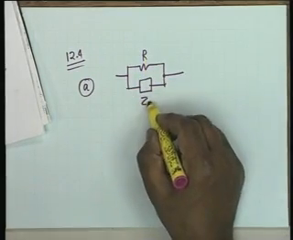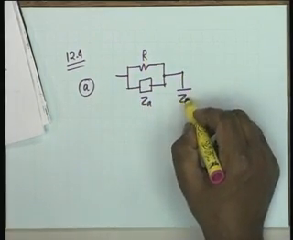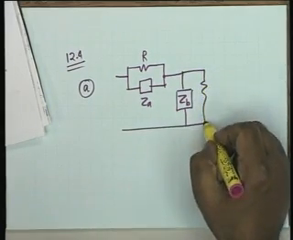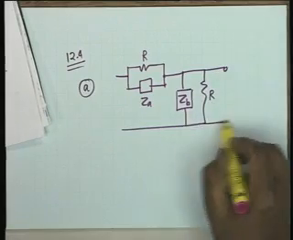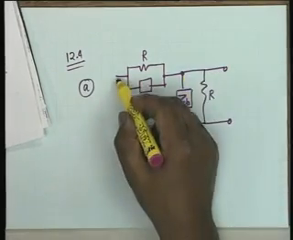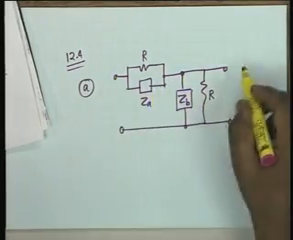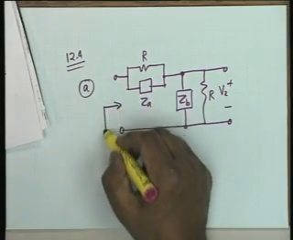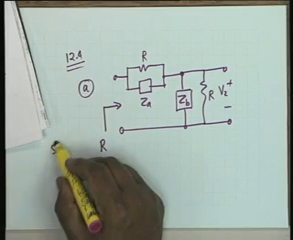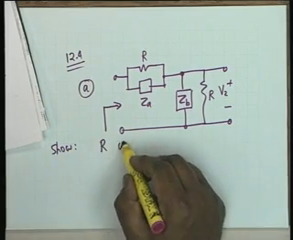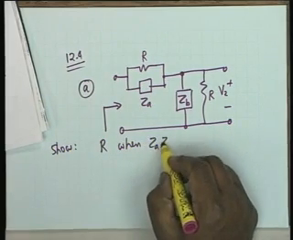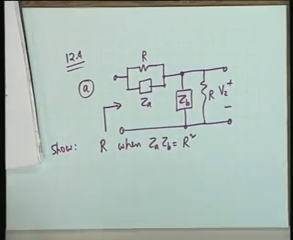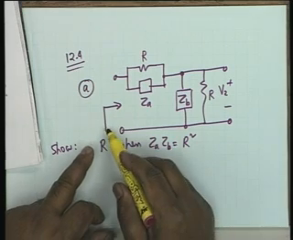R, ZA and ZB, R. You have to show, and this voltage is V2, you have to show that this impedance is equal to R when ZA ZB equals R squared. Now when terminated by R, the input impedance is R.